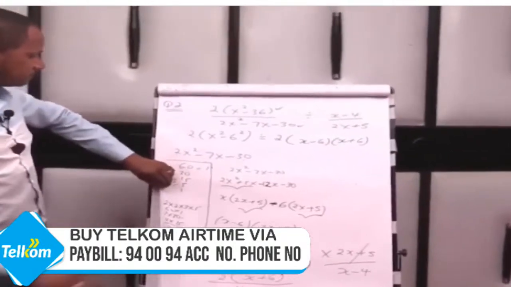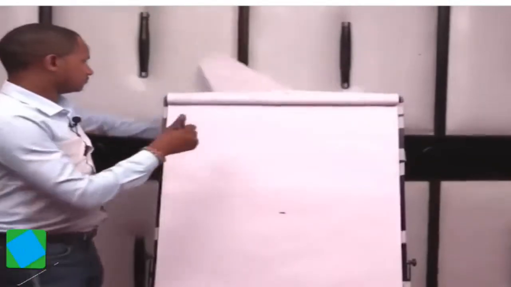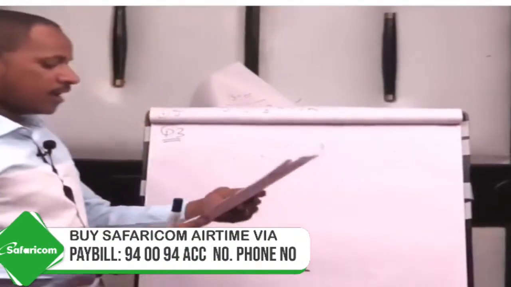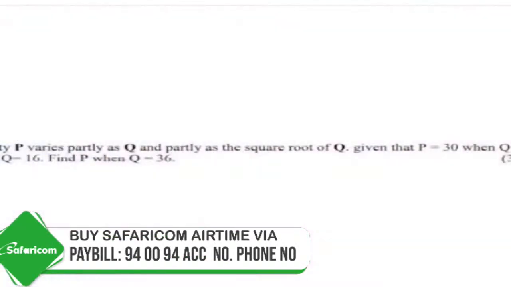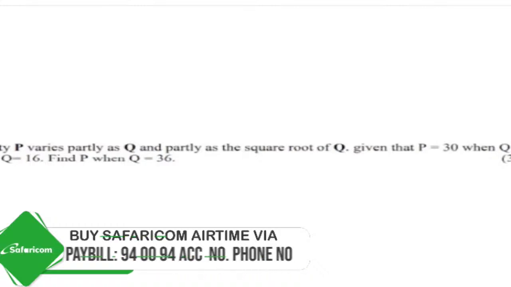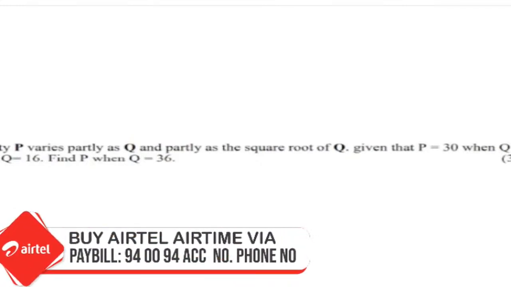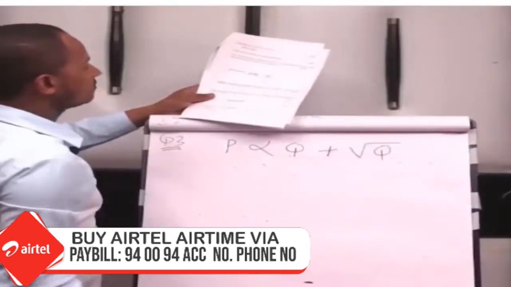Question number 3. A quantity P, this is variation, a quantity P varies partly as Q and means plus partly as the square root of Q. So quantity P varies partly as Q and partly as the square root of Q.